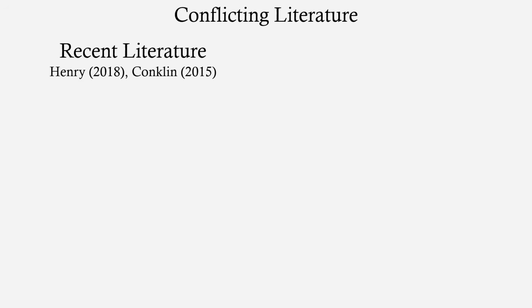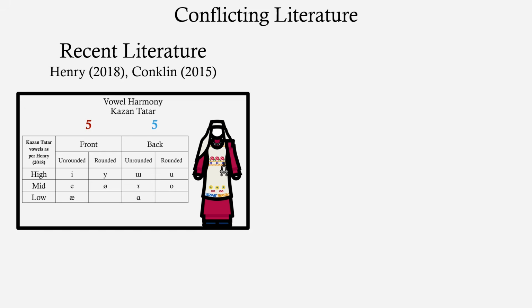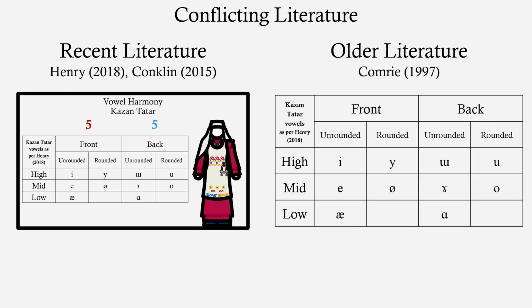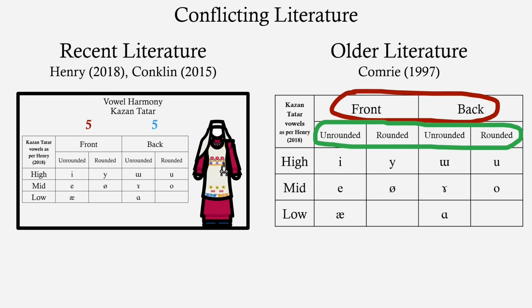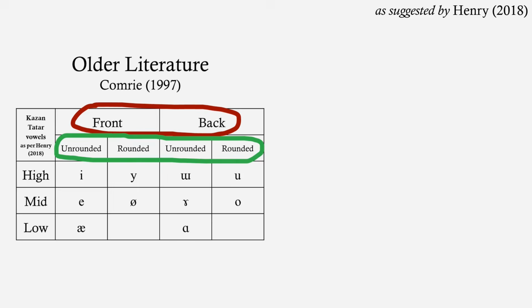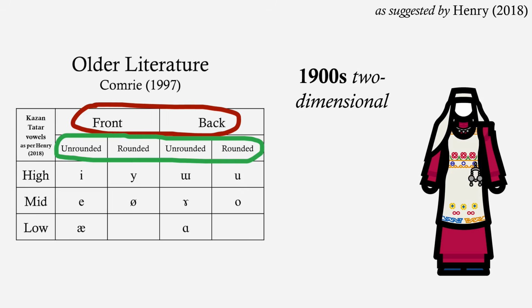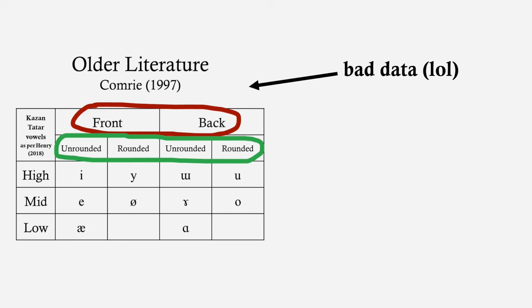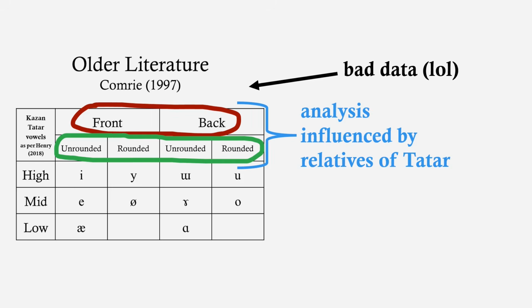Recent literature on Tatar describes this one-dimensional vowel harmony, but older literature suggests two dimensions, with words harmonizing based on backness and roundedness. Roundedness here being essentially the lip shape you use to pronounce the vowel. This suggests either that Kazan Tatar very recently lost its roundedness vowel harmony, or that the previous data was bad and biased by the fact that this feature exists in other Turkic languages, such as Turkish.